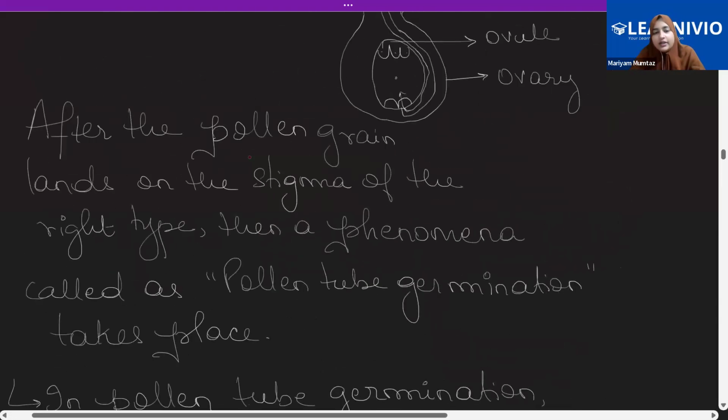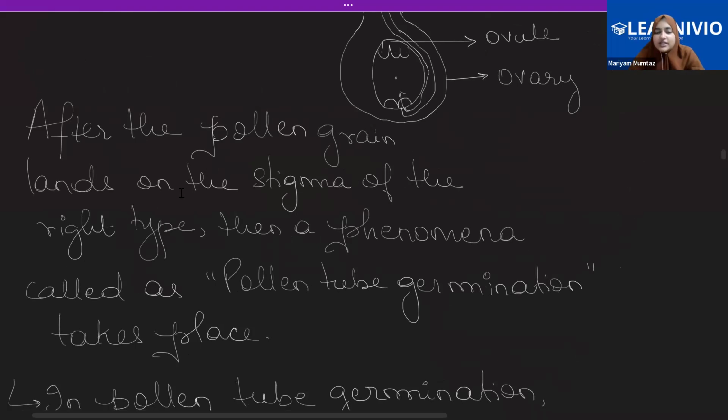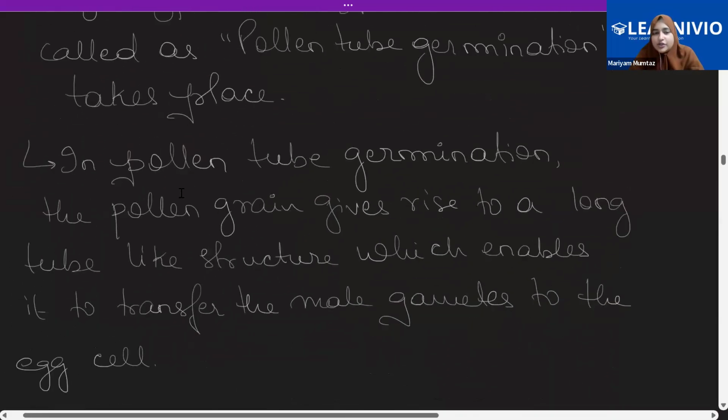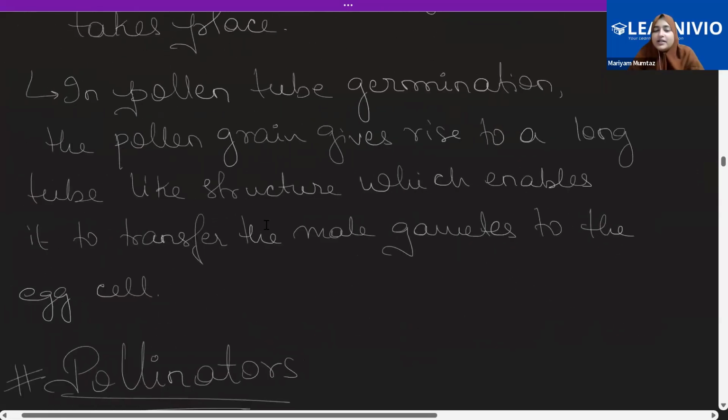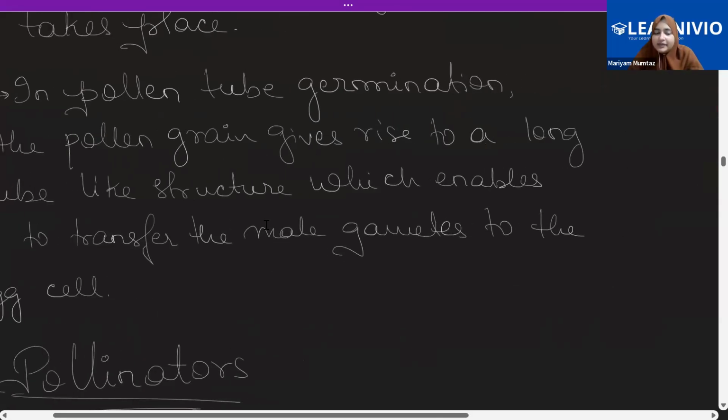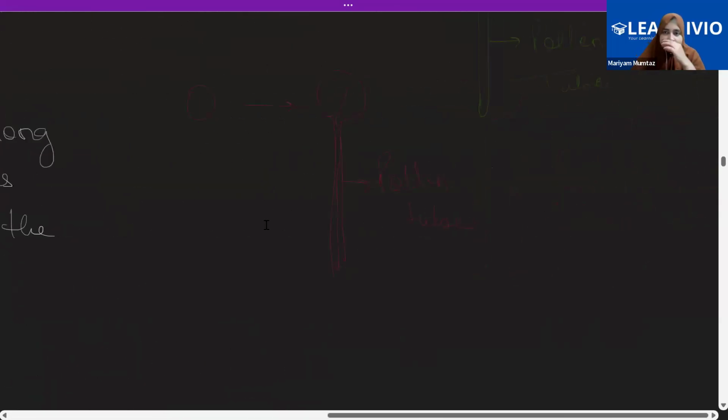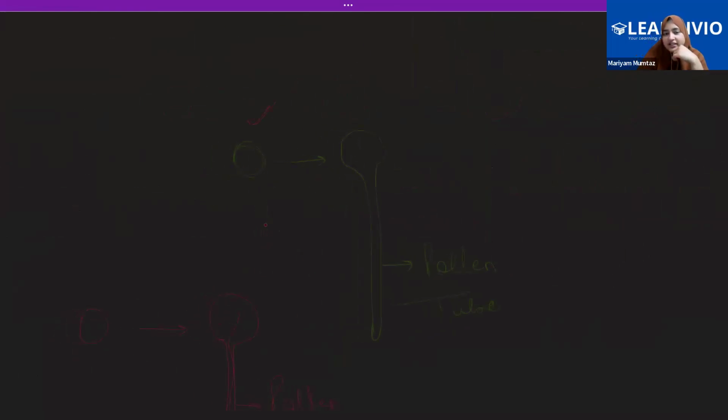After the pollen grain lands on the stigma of the right type, a phenomenon called pollen tube germination takes place. In pollen tube germination, the pollen grain gives rise to a long, tube-like structure, which enables it to transfer the male gamete to the egg cell. So see, this is how it happens. Initially, the pollen grain is spherical. Then it starts to develop a very long tube-like structure which delivers the gamete to the egg cell.